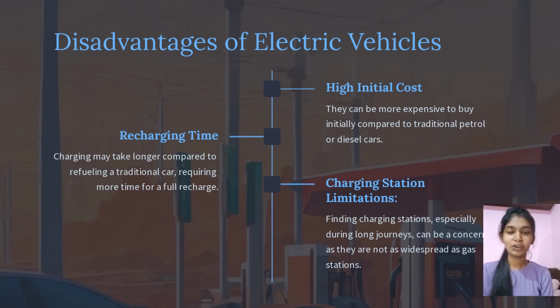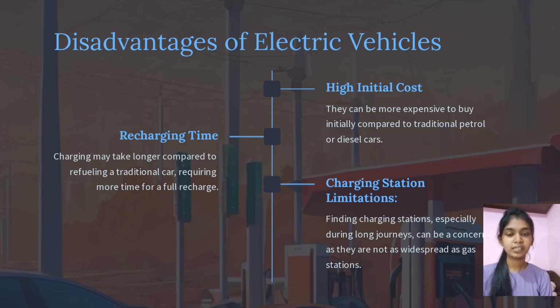And yeah, as I told earlier, we will also discuss the disadvantages of electric vehicles, which might give you a pause. High initial cost. They can be more expensive to buy initially compared to petrol or diesel cars. Recharging time. Charging may take longer compared to refueling a traditional car. For a full recharge, it requires more time as compared to refueling a traditional car.